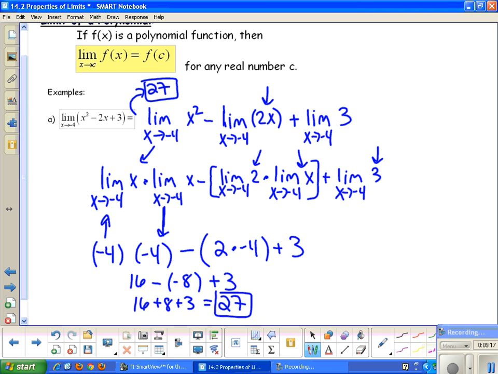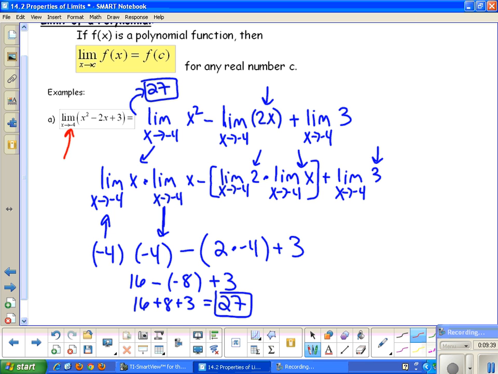Now, this would be a lot of work to have to do all of these properties every time. So that's why I called this an easy limit, because if the value, which I said in the last section 14.1, is defined within the function, then you can just plug it into the equation. You don't have to do all of this work.